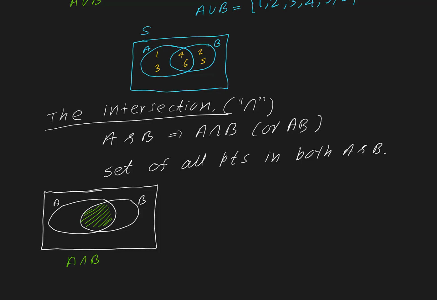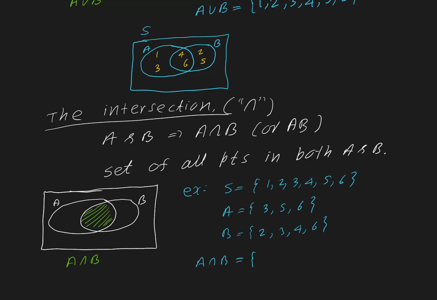As an example, I say S equals 1, 2, 3, 4, 5, 6 and A equals 3, 5, 6 and B equals 2, 3, 4, 6. So then what is A intersection B? A intersection B is the common elements of A and B. So you see 3, 3 and 6, 6. Therefore, the common elements are 3 and 6. So we can write down.